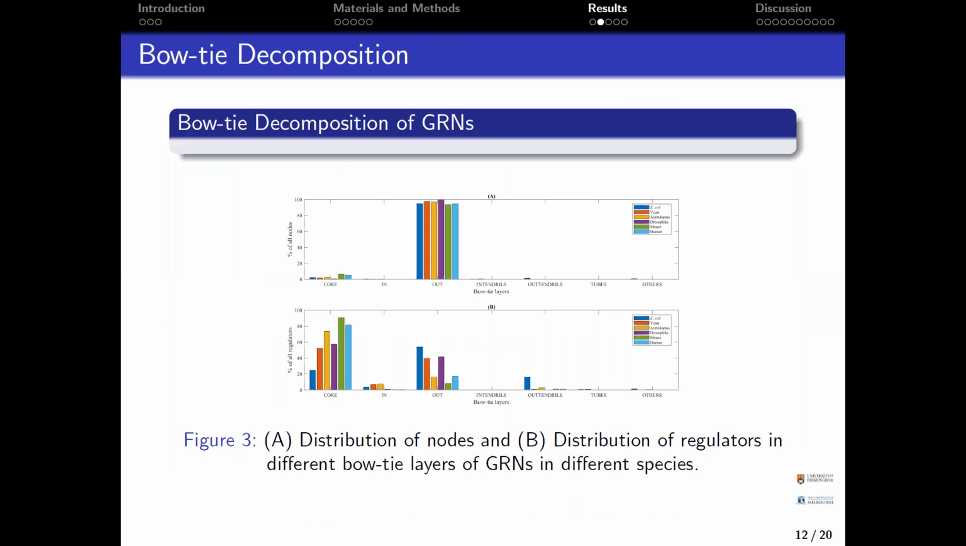So depicting that in terms of distribution of nodes and distribution of regulator nodes in the different layers for different species, we firstly observe that a Bowtie architecture exists, and also there is a trend of a general increase in the relative core size with biological complexity.